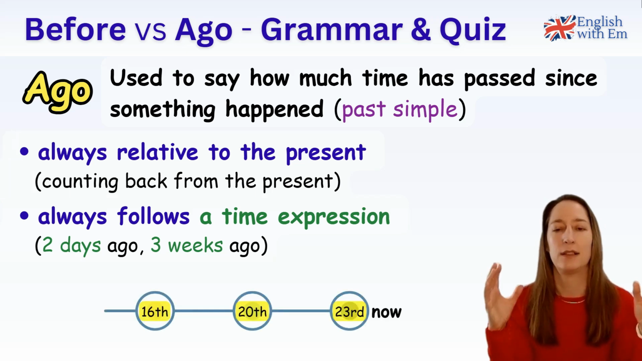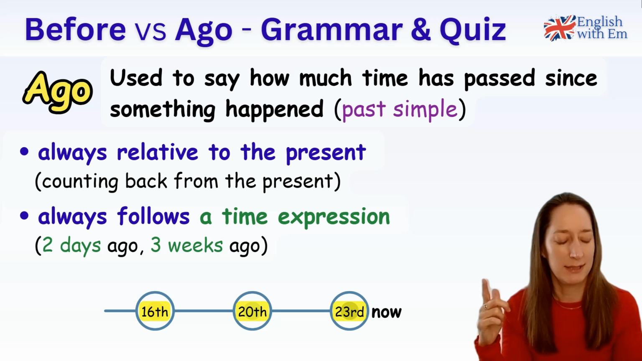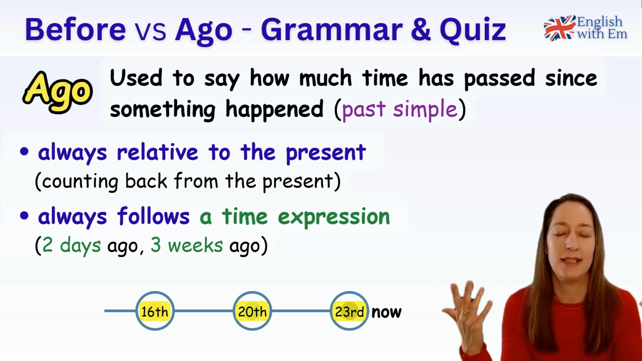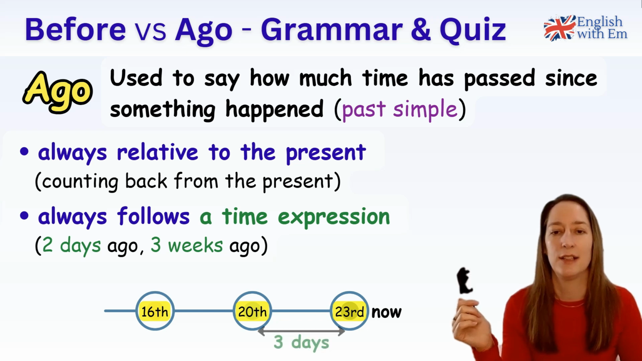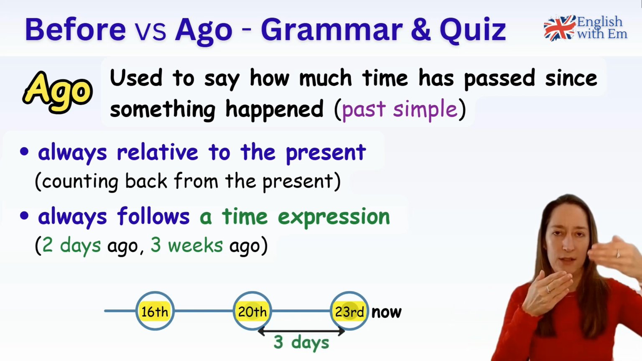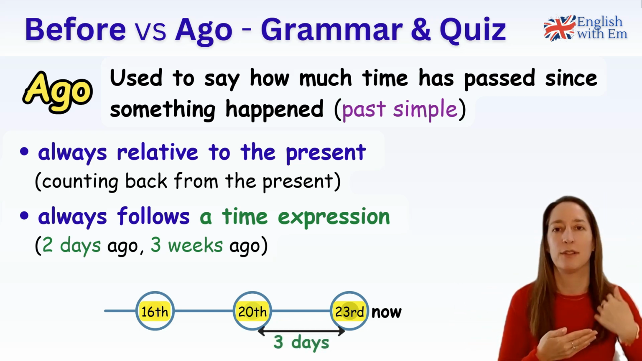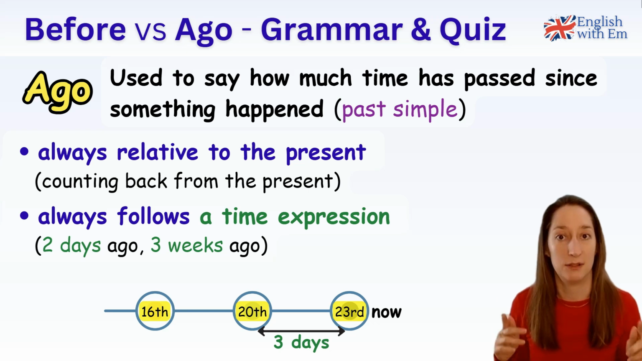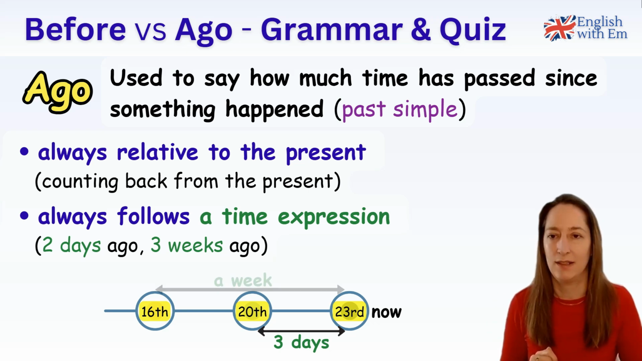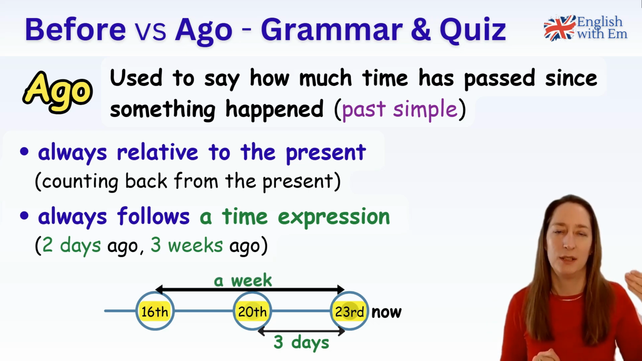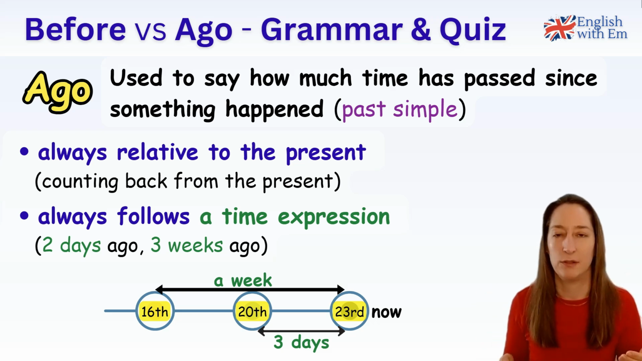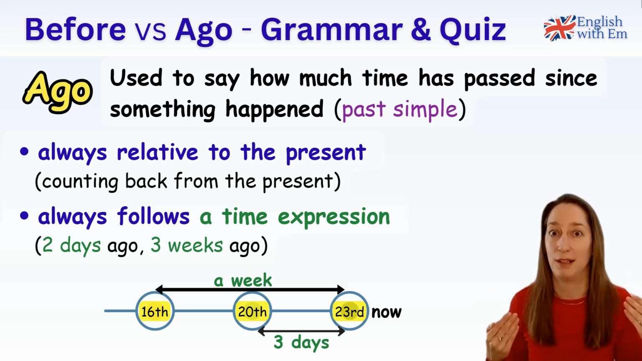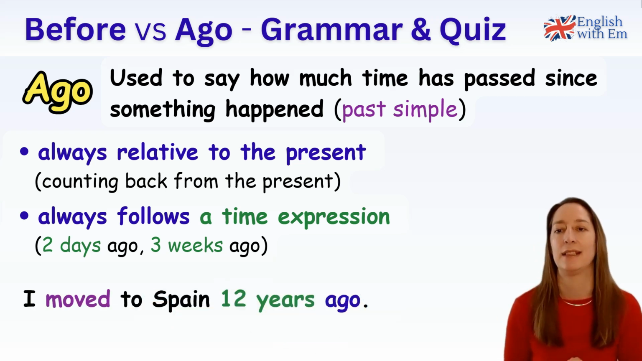So if we take a look at our timeline, you can see that now, or today, is the 23rd of March, actually. So 3 days ago, if we count back by a period of 3 days, that takes us to the 20th. A week ago, it was the 16th. So if we count back by a period of 1 week, we get to last Sunday. Let's see some example sentences.